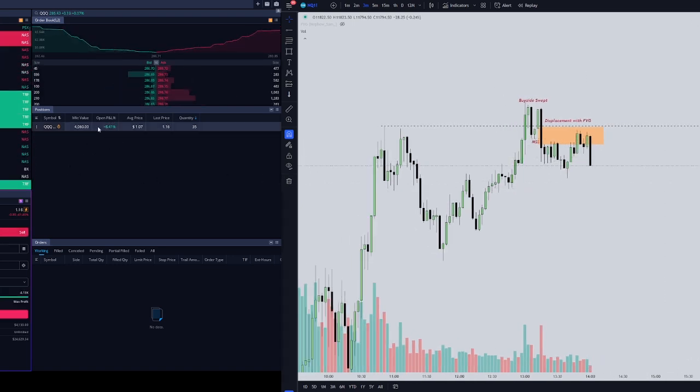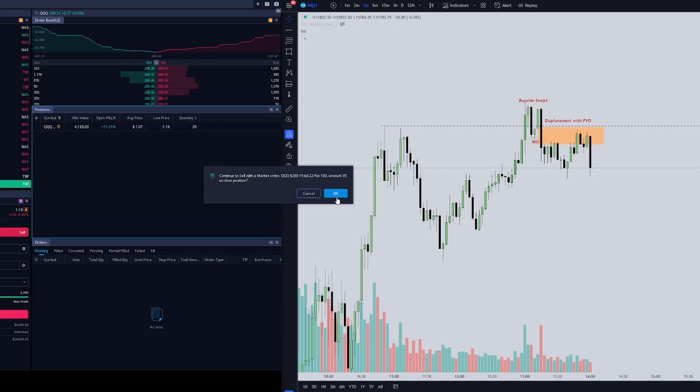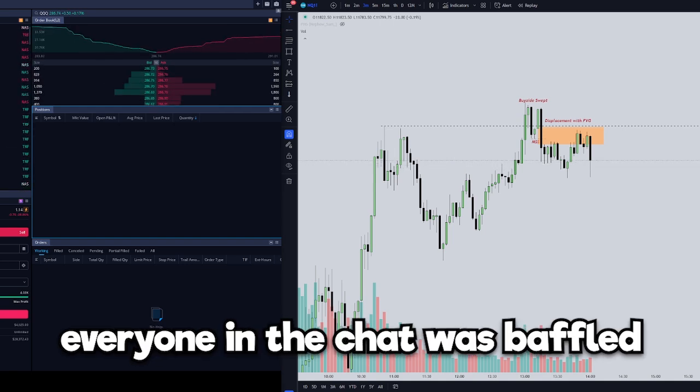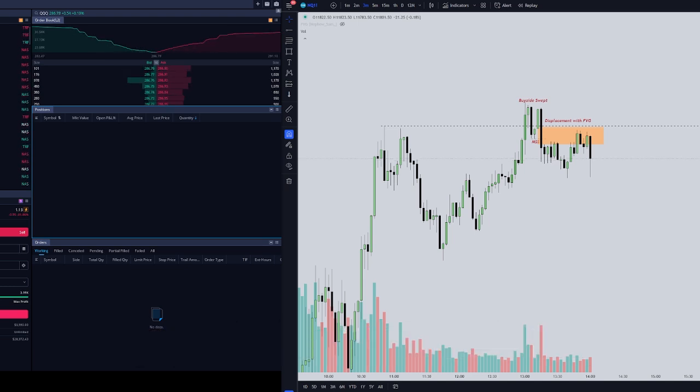And wow, look at that. Perfect rejection. Look at how fast the tape is moving. Look at how the buyers are getting taken out. And right there, we market sold for around 15%. And you guys are going to be able to see that everyone in the chat was baffled. Everyone was making money. Basically, what happened was we just had a nice rejection, super fast move. And you guys are going to see that that was the literal top on QQQ for the day.